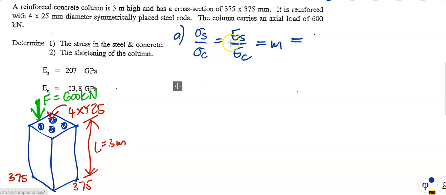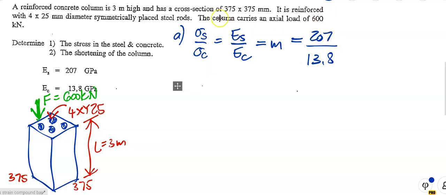Right, and we don't know what this is, but do we know what this is? Yes, we do. It says there, the E for steel is 207 gigapascals divided by E for concrete 13.8 kilopascals. Now notice there, maybe I should just make a note here.